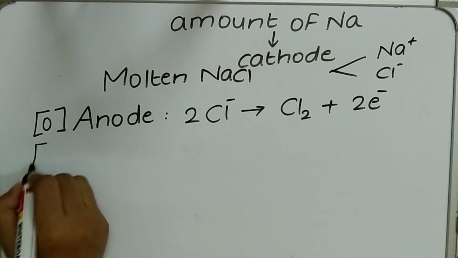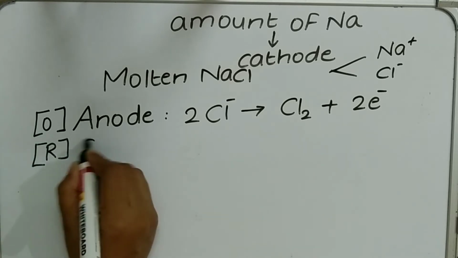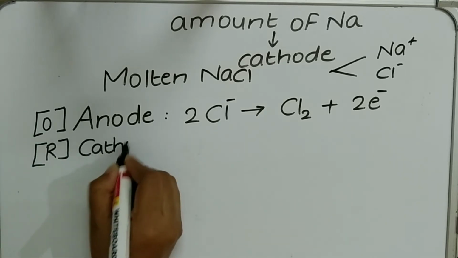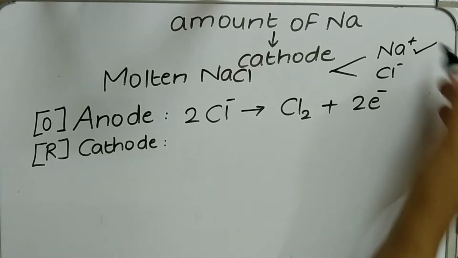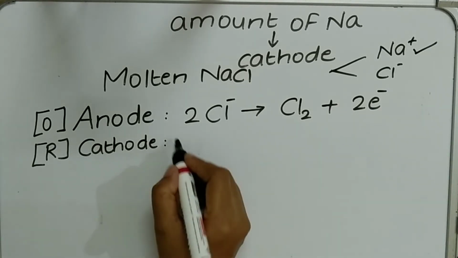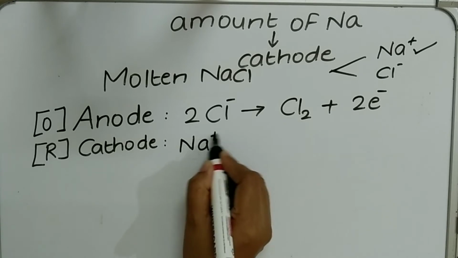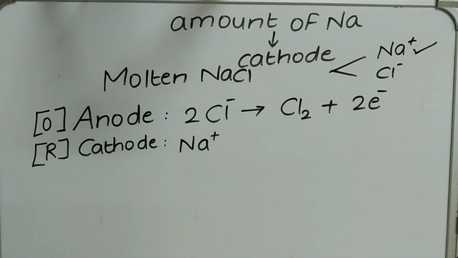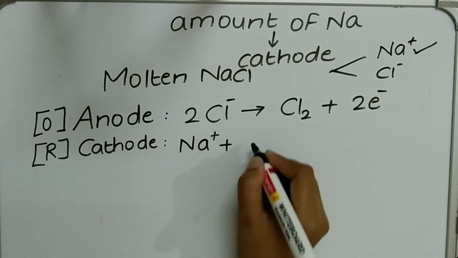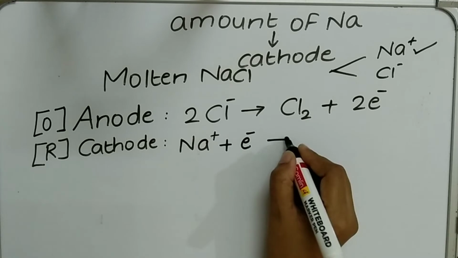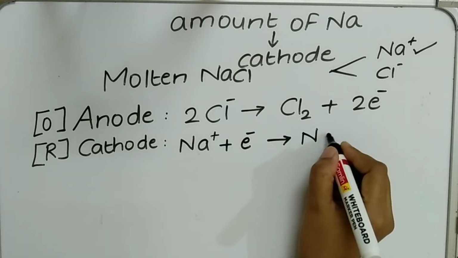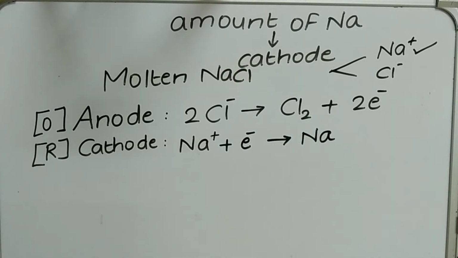At cathode, reduction takes place. So what is the product at cathode? At cathode, which ion will move? Na plus. Na plus moves towards cathode. Now at the cathode reduction happens, that means gain of electrons. So Na plus will gain 1 electron and get reduced to Na, sodium.